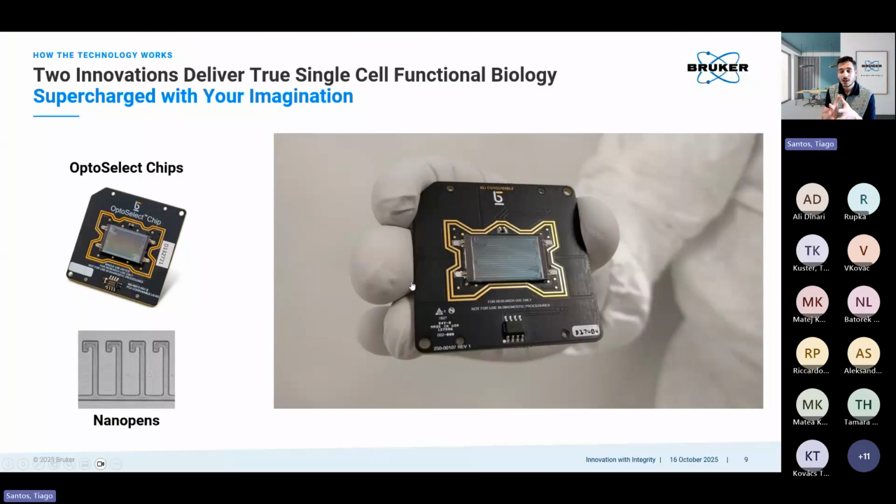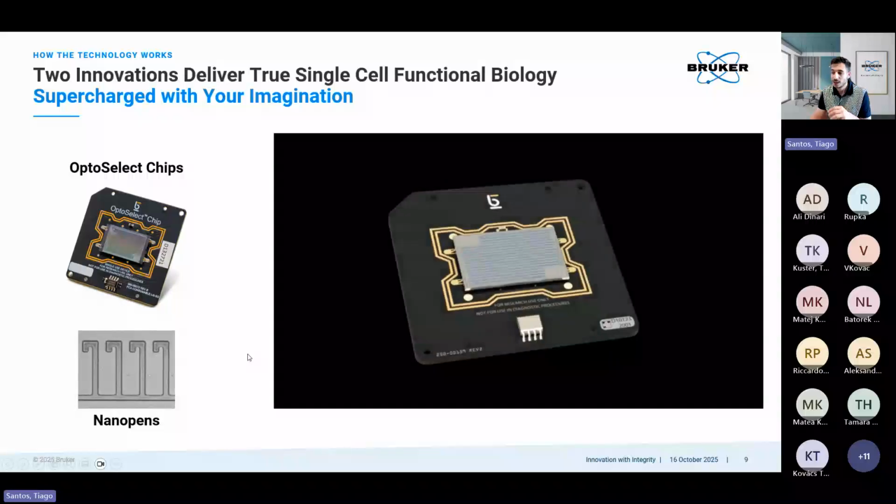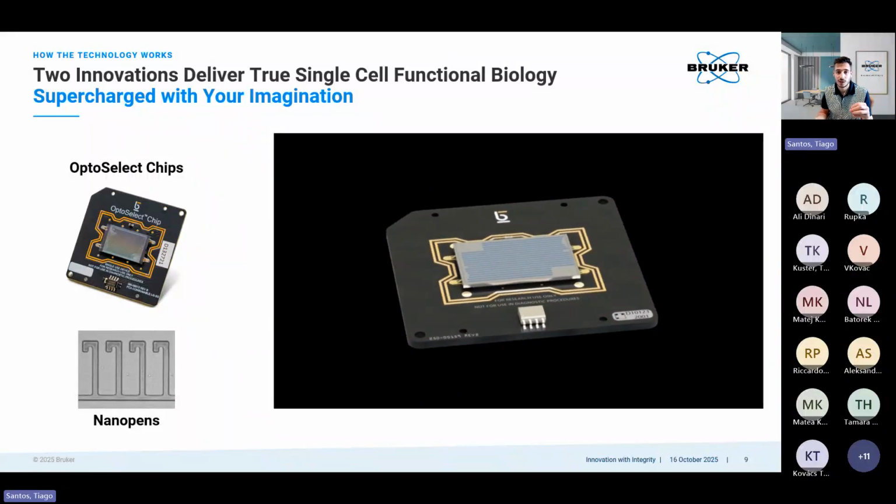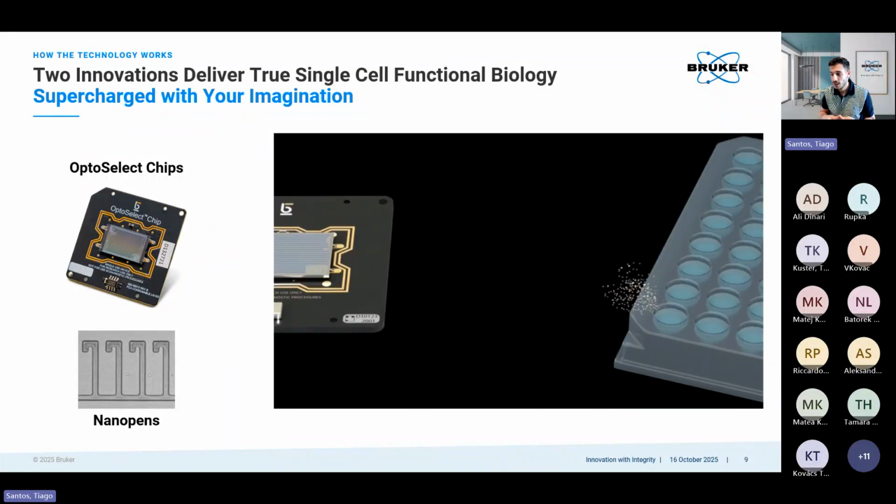So imagine that you're working with your sample. We have, of course, standardized protocols and also a team of field application scientists to work on developing and supporting you in your workflow. You're preparing the sample, you're loading the live single cells in suspension into a well in a 96 well plate. You place the 96 well plate inside of the Beacon, and then using microfluidics, now you see the representation in this video, we are pulling the sample into the OptoSelect chip.